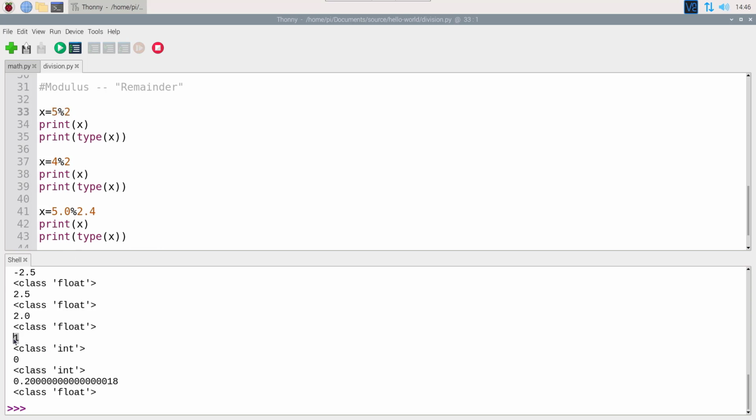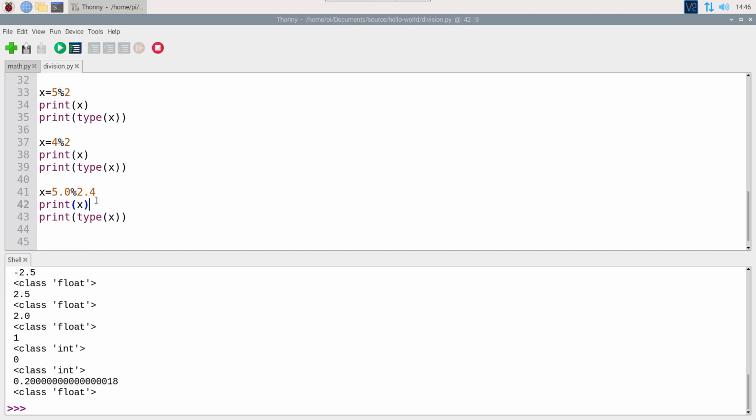2 will go into 5 two times, and you have 1 left over. That's my so-called remainder, or my modulus in that case. And in the next case, again, 2 goes into 4 evenly. I have 2 with no remainder, so we get back an integer in that case. Now down here I did some floating point math, and this is what we'd expect. This will go into that twice with a remainder of 0.2, because this will be 4.8, and if you're doing long division, you would subtract that and get back a remainder, if you will, of 0.2.